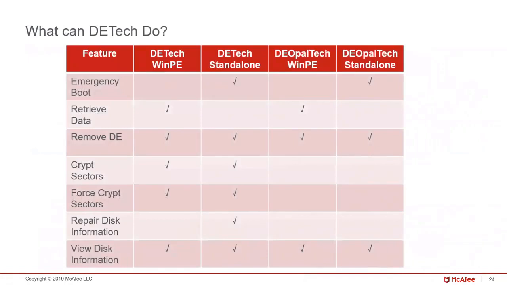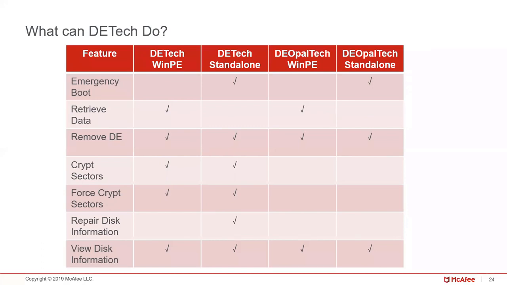The listings of what DETech can do, the features listed over on the left, vary depending upon the type of environment you've chosen to use. For anything in which the PC software provider was utilized, the sector by sector encryption, it's going to be one of the DETech, either standalone or in WinPE. And then if you utilized the Opal provider, then it would of course be the DE Opal-Tech instances, either in WinPE or standalone as applicable.